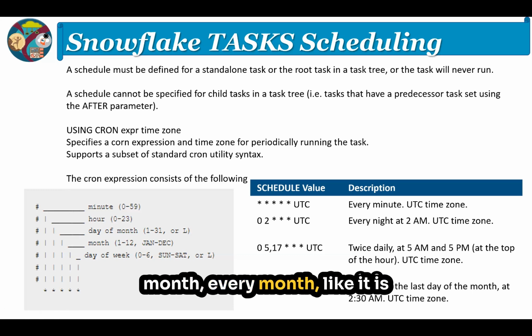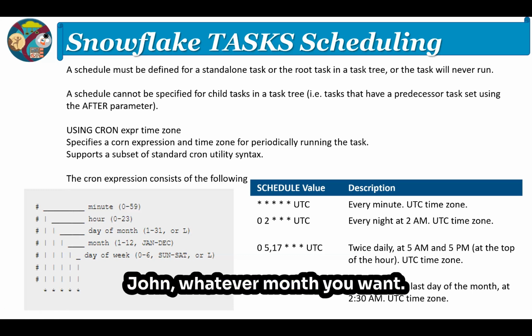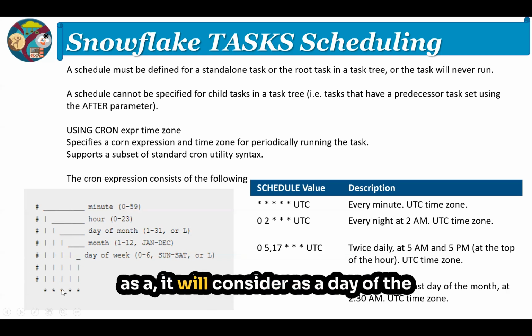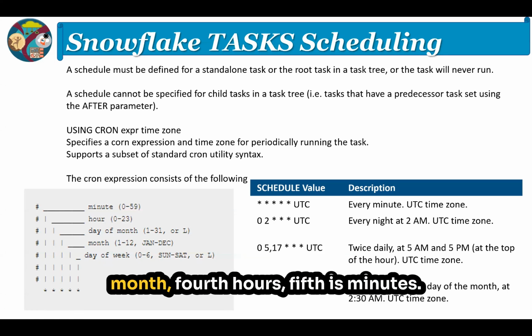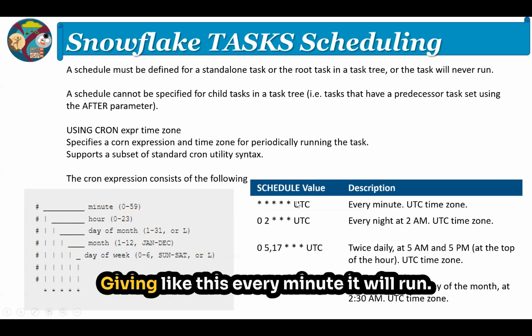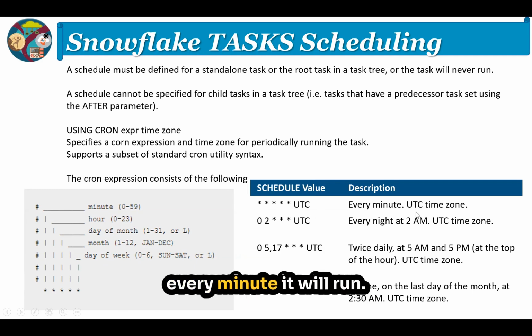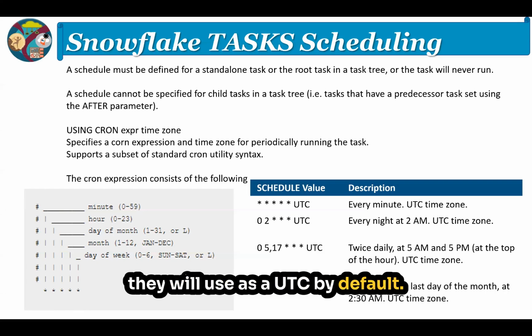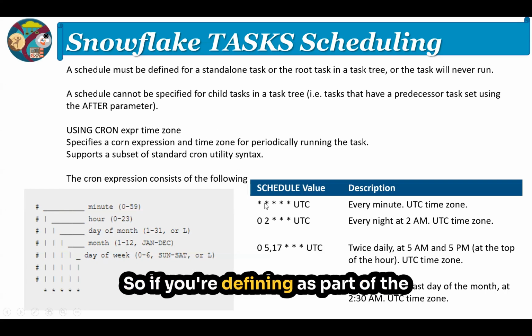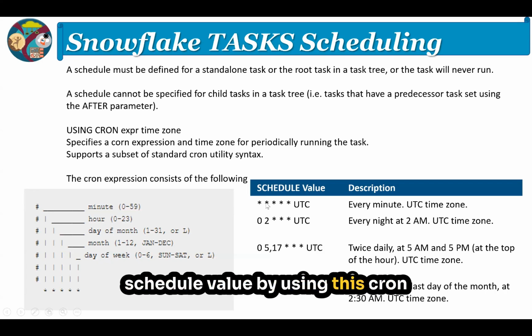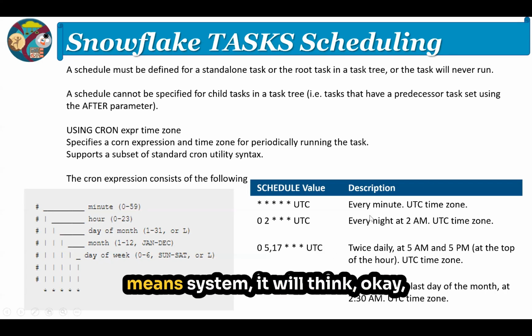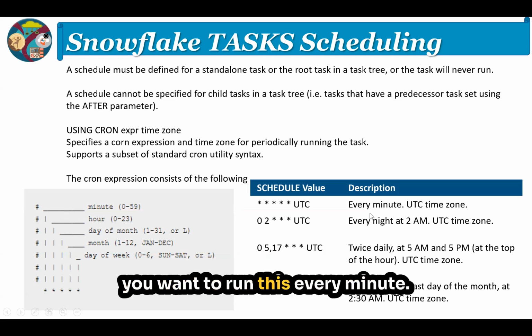Every month, like Jan, Feb, whatever month you want. The third parameter is the day of the month. Fourth is hours. Fifth is minutes. So if you are giving it like this, every minute it will run. If you are not defining anything, every minute it will run. Snowflake uses UTC as the time zone by default. So if you define the schedule value using a cron expression with all 5 stars, the system will think you want to run this every minute.